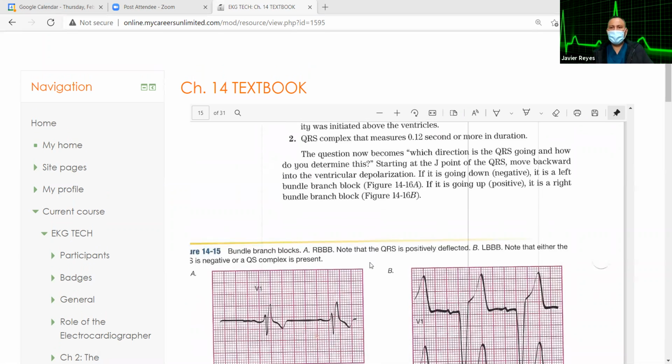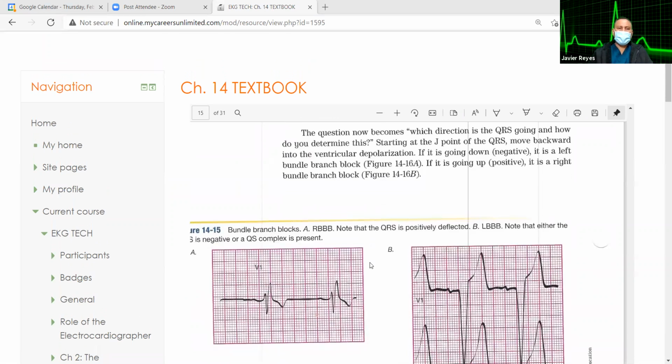Which direction is the QRS going, and how do you determine this? Starting at the J point. The J point is where the R wave starts. You have the Q, and then it goes back up. That would be your J point. Starting at the J point, move backward into the ventricular depolarization. If it's going down, negative, it is a left bundle branch. If it is going up, it is the right bundle branch.